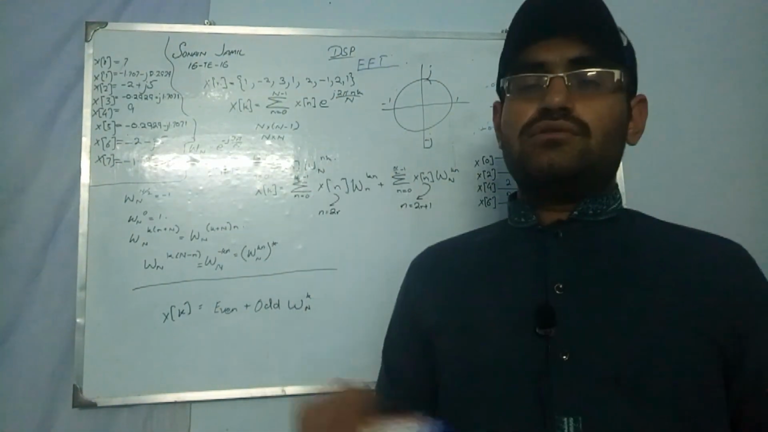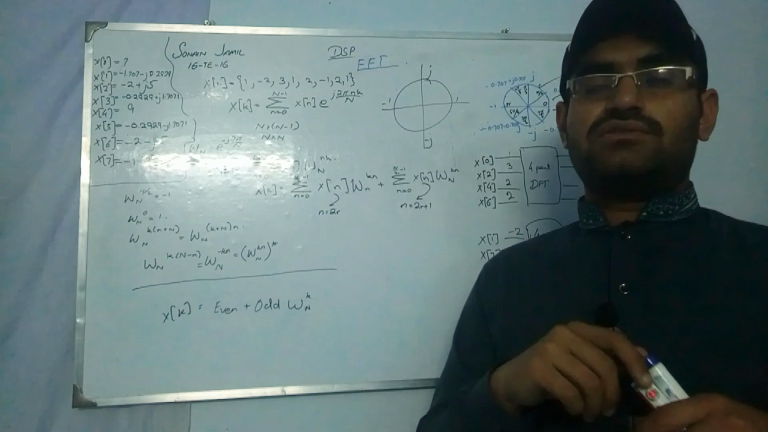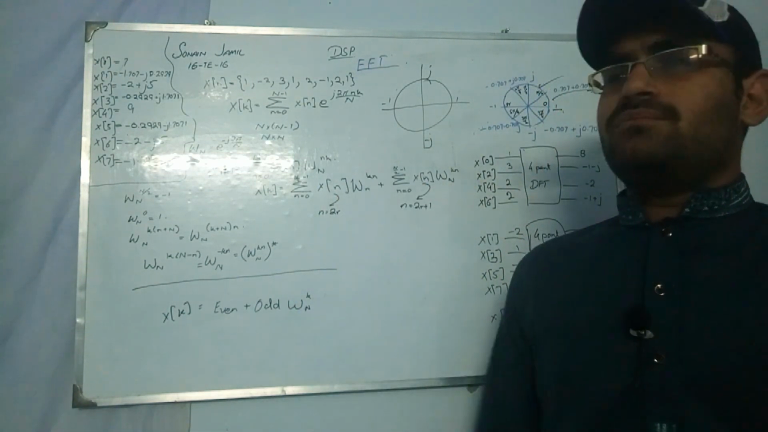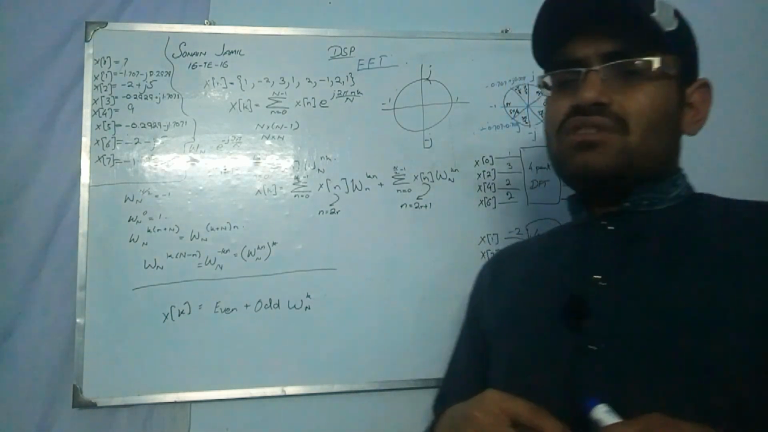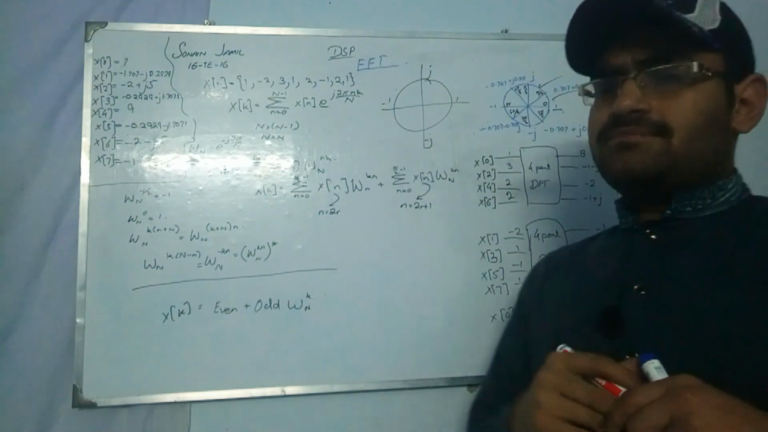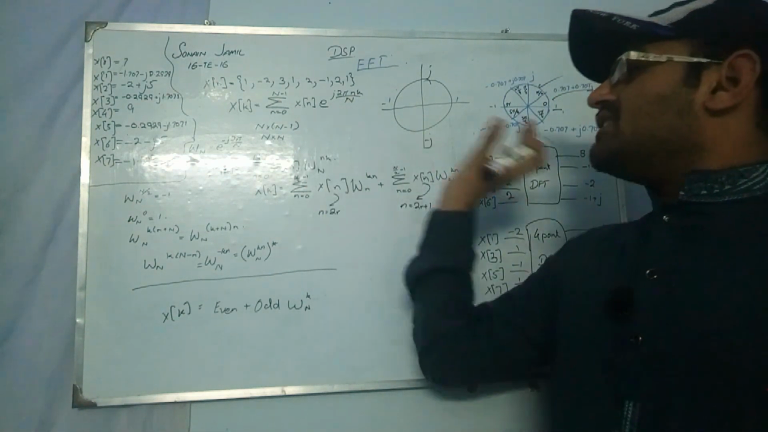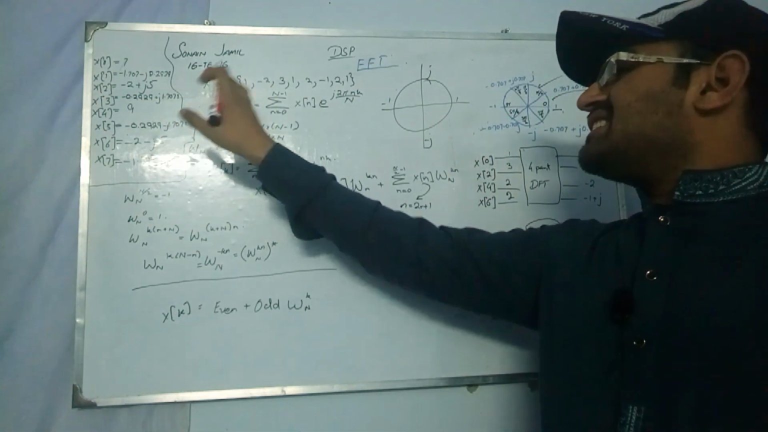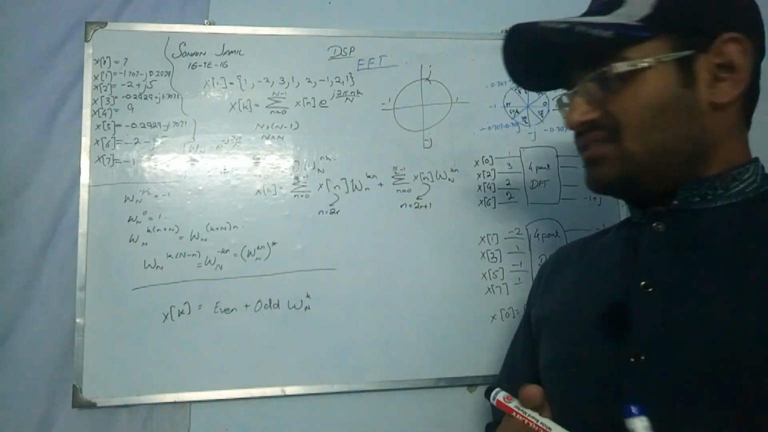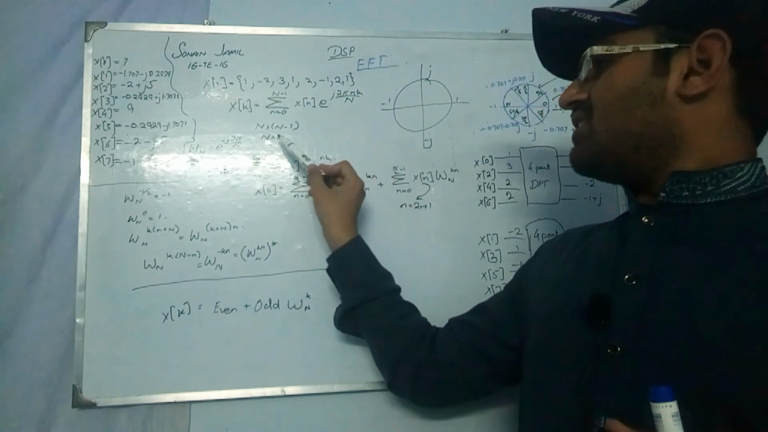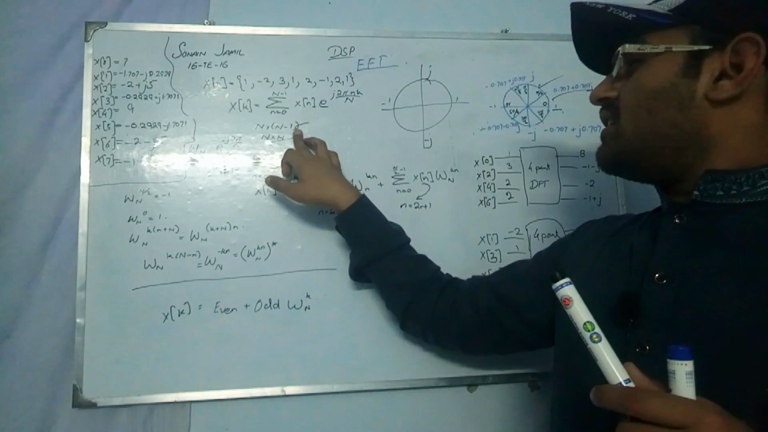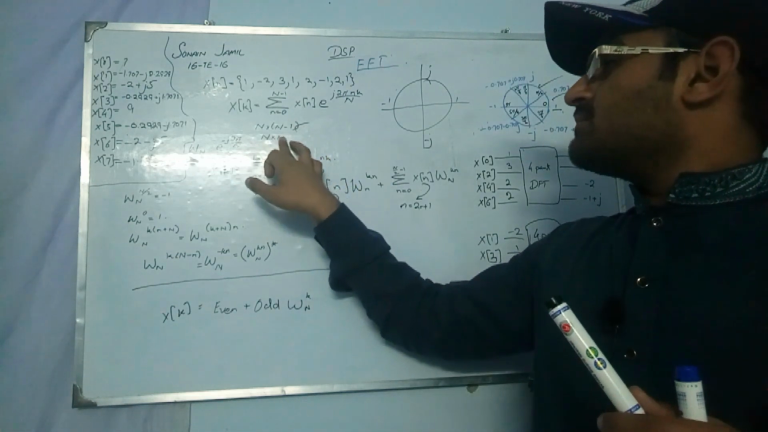Welcome to the lecture. Today we will discuss the fast Fourier transform. So far we have discussed the discrete Fourier transform. What is the disadvantage of this technique, the DFT? The only disadvantage of this technique is the computational cost, because in this case there are a lot of computations.